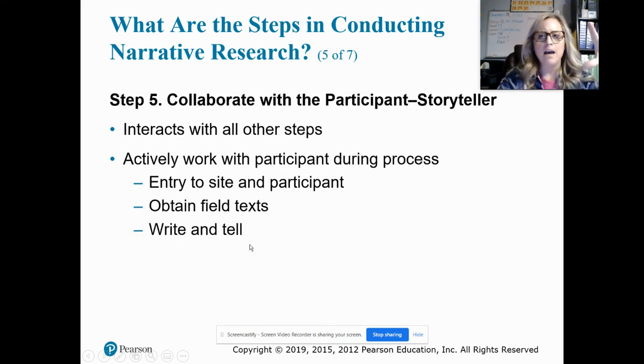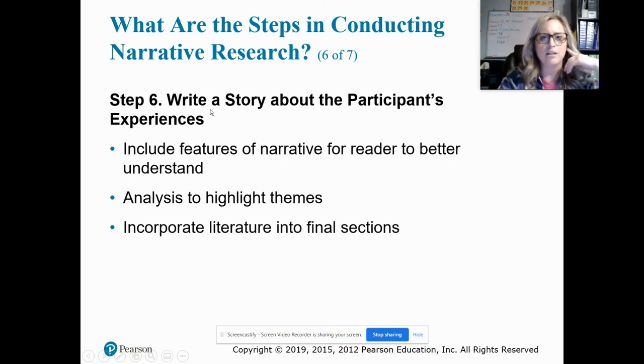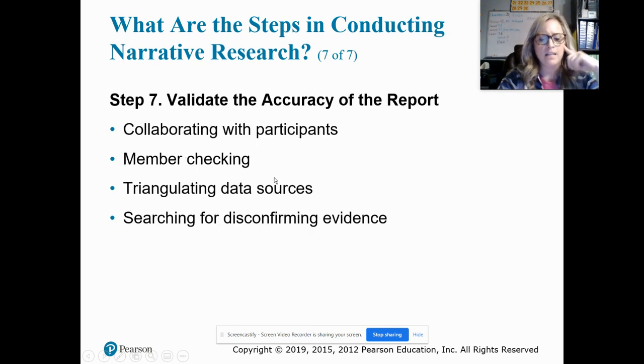The 5th step, collaborate with the participant and the storyteller. You're going to interact as you do with all the other steps, and you're going to work with the participant during the process. We've been over that. Step 6, you're going to write the story. Here you're going to be able to highlight the themes that are happening and incorporate literature into the final sections of the research. And the 7th step, validate the accuracy of the report.